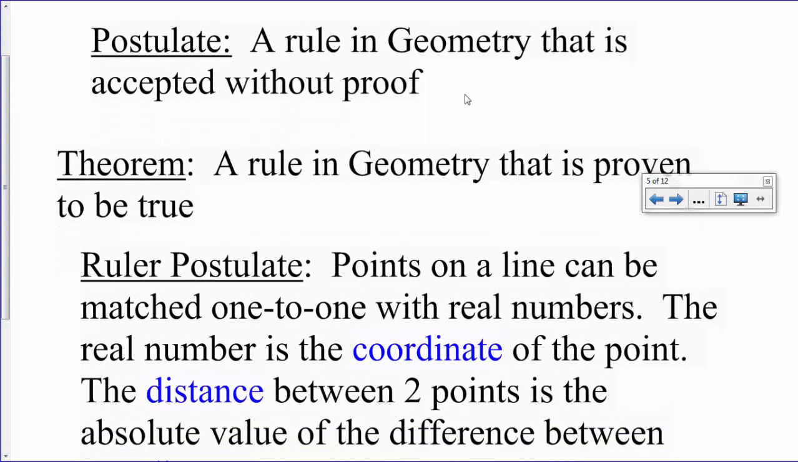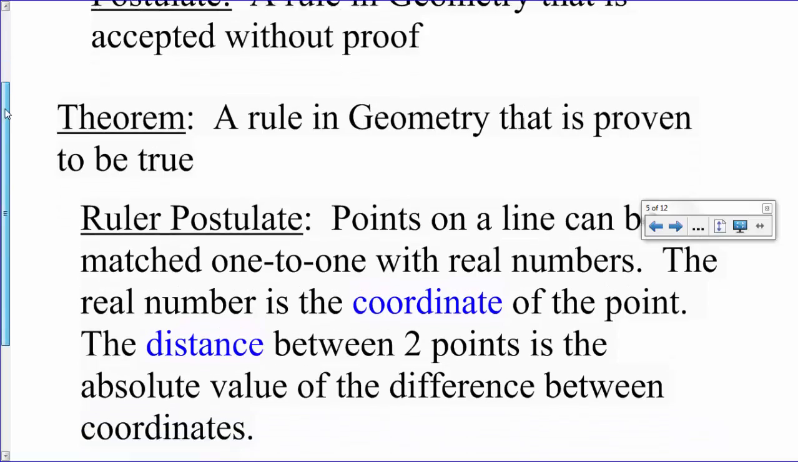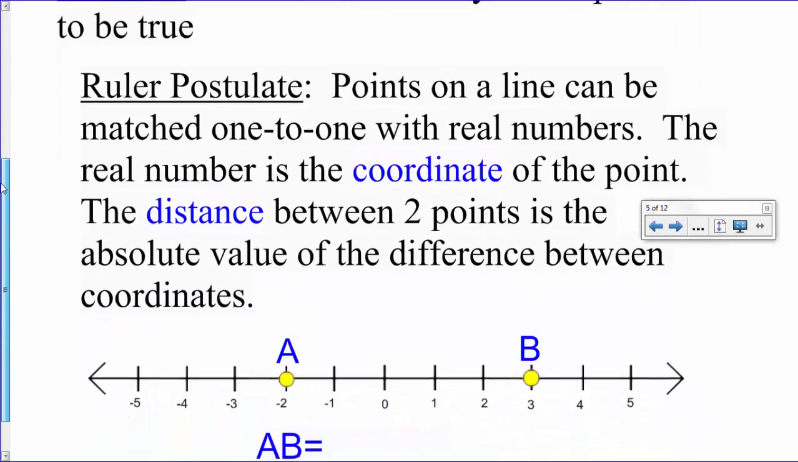A postulate is a rule in geometry that is accepted without having to show why or to prove it. We're going to talk a lot about postulates throughout the class. A theorem is a rule in geometry proven to be true. A rule in geometry, whether it's a postulate or theorem, is going to tell us how we can learn different ideas in geometry class.